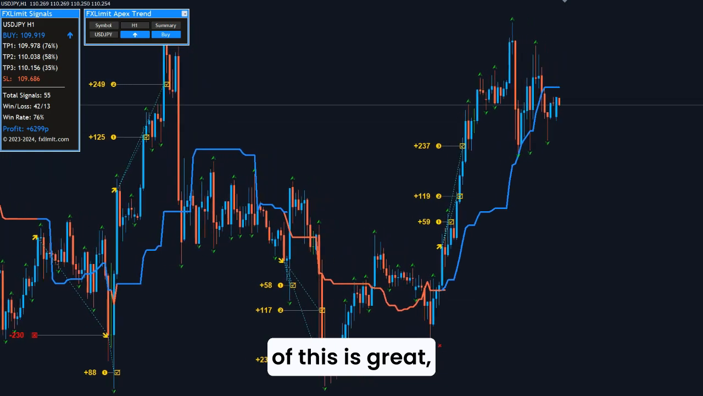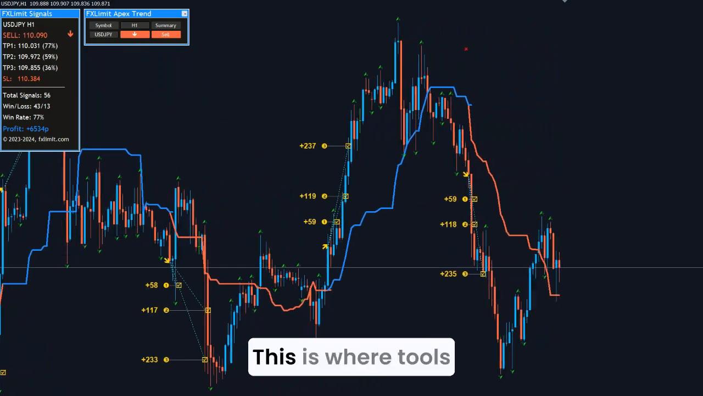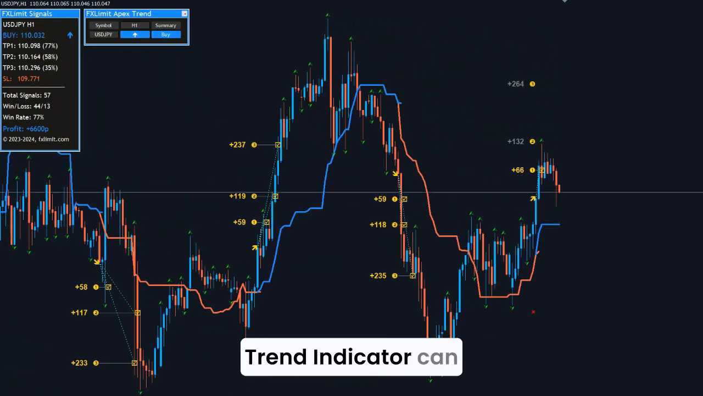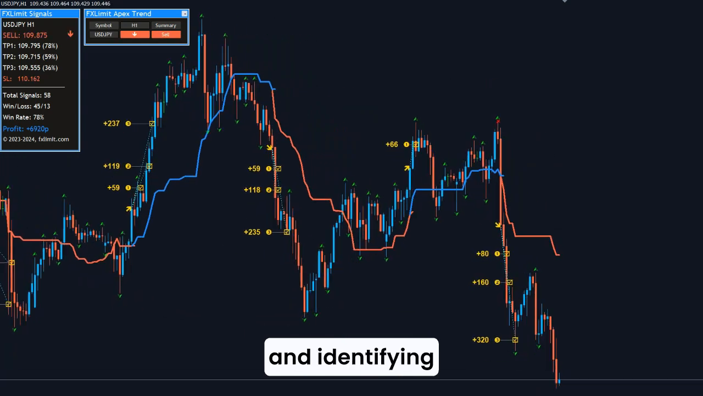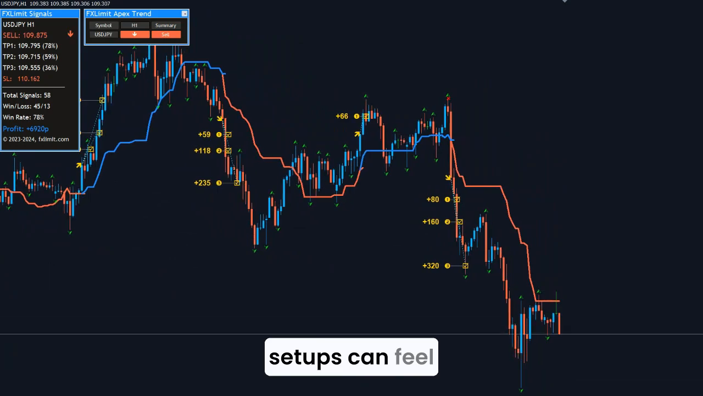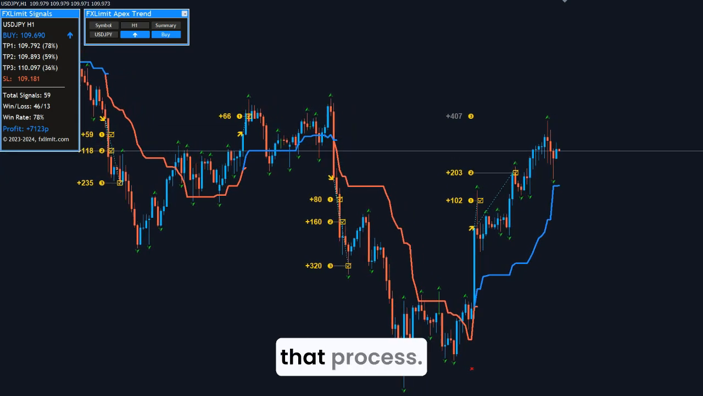Now here's the real talk. Learning all of this is great, but applying it consistently is the real challenge. This is where tools like the Apex Trend Indicator can be a game changer. As a beginner, spotting trends and identifying high-probability setups can feel overwhelming. The Apex Trend Indicator helps simplify that process.